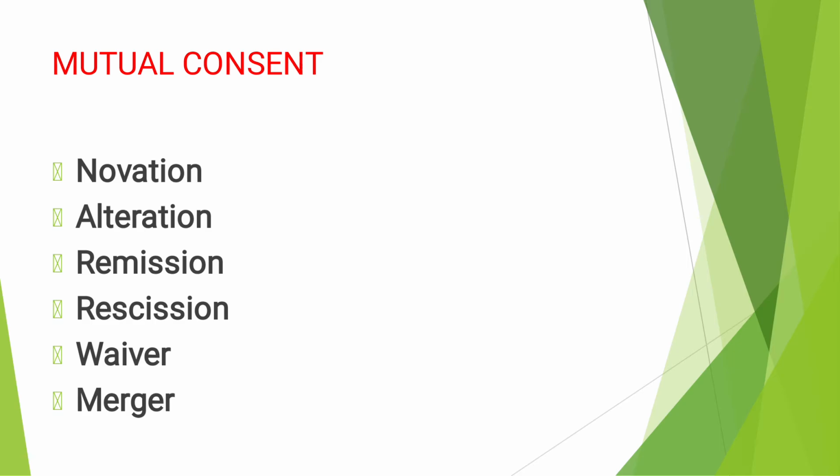Fourth one is rescission. Rescission means cancellation of all or some of the terms of a contract. For example, by mutual consent, the parties cancel the terms of a contract or cancel a few of the rules and regulations of the contract, then it is called rescission. Fifth one is waiver. Waiver means abandoning the rights. When a party to the contract abandons or waives his rights, then the contract is discharged.